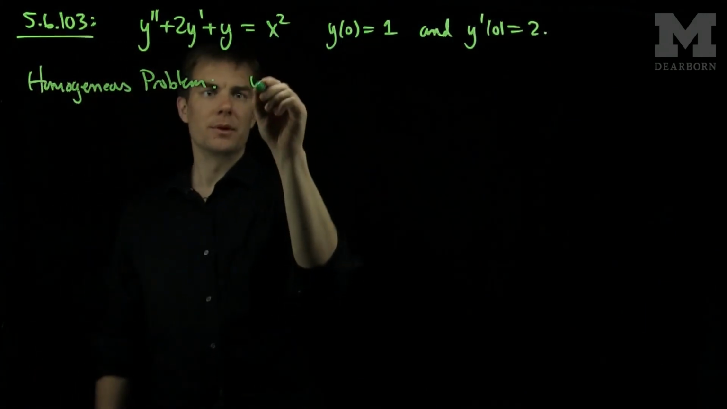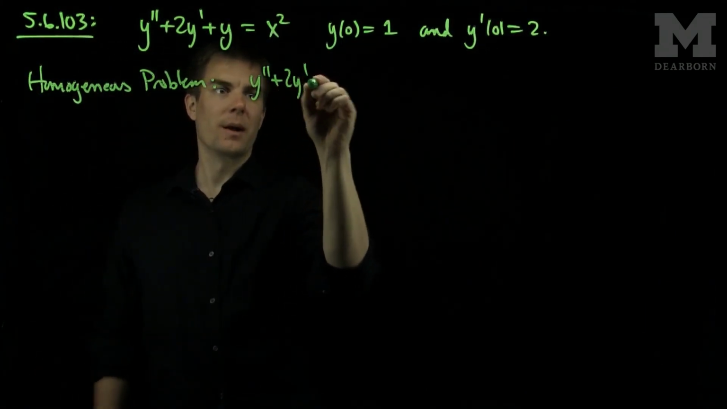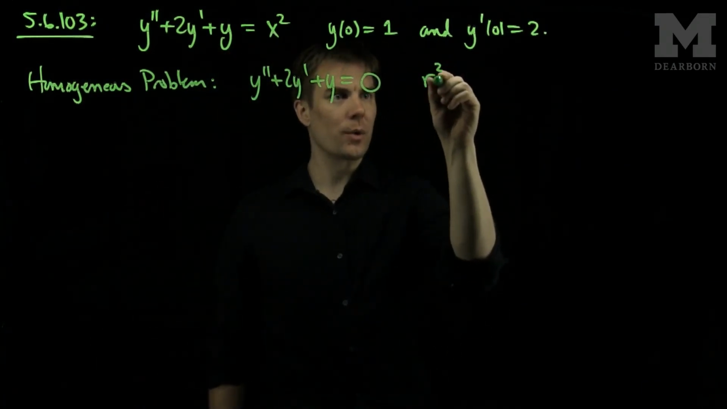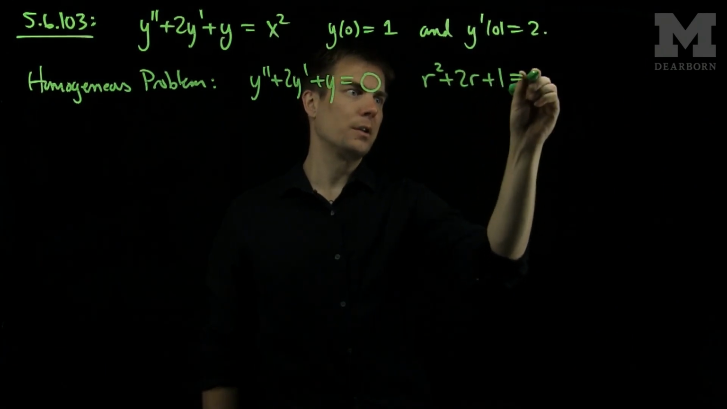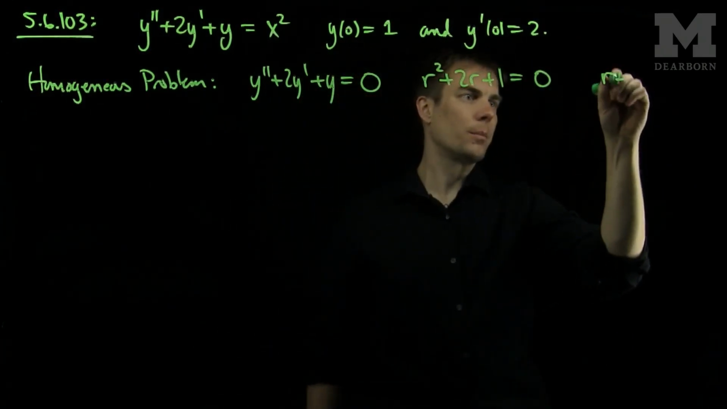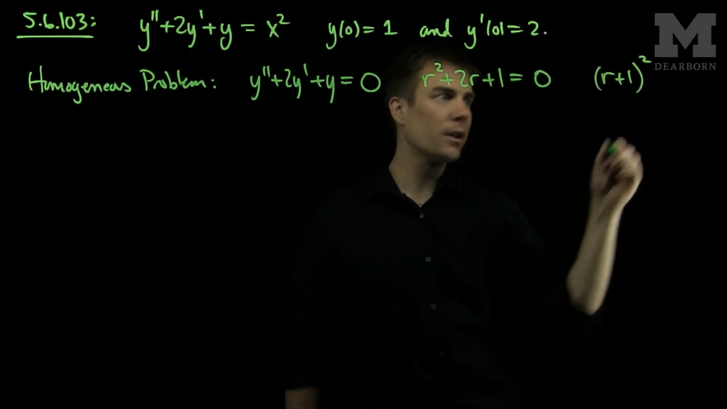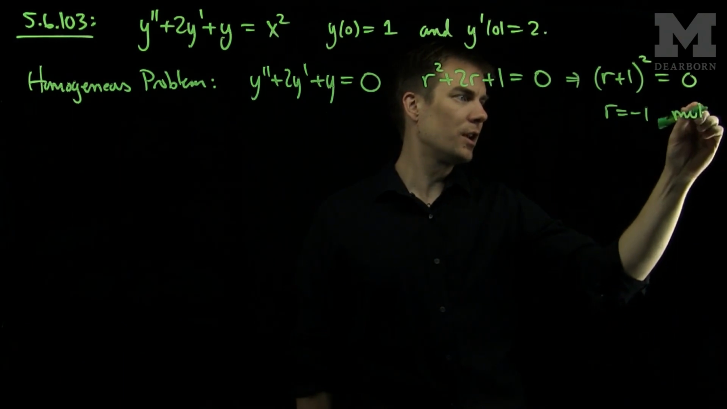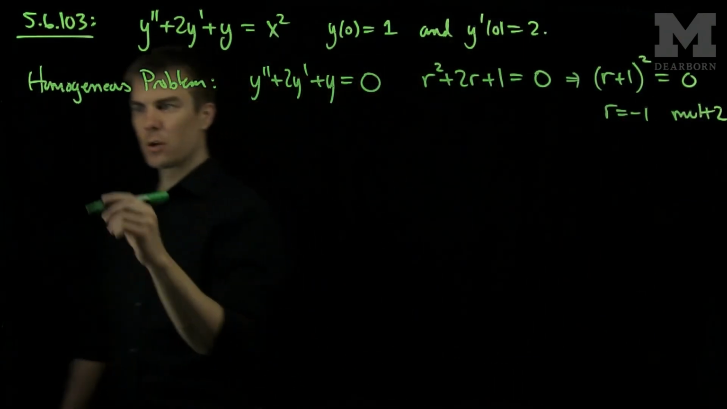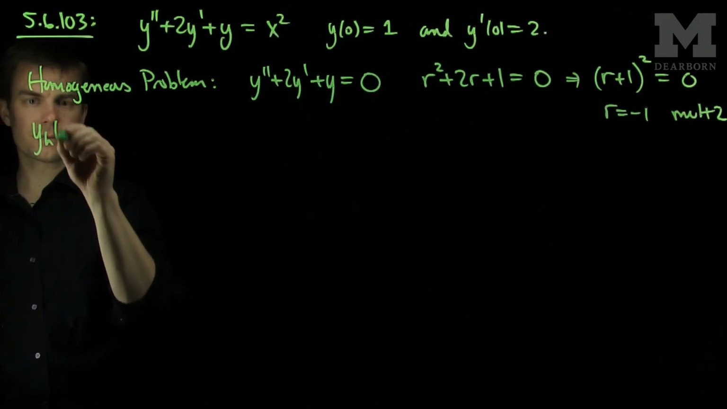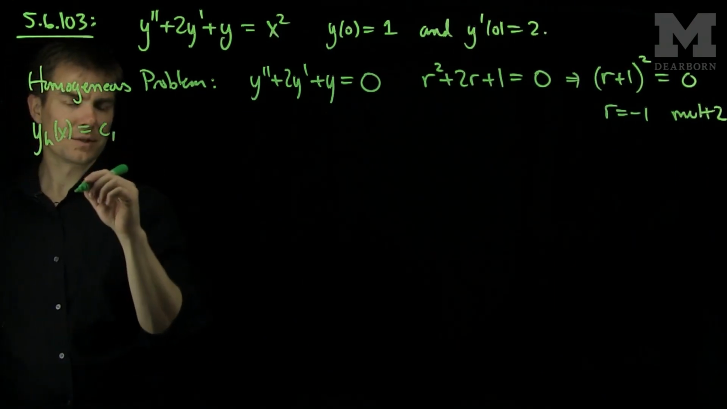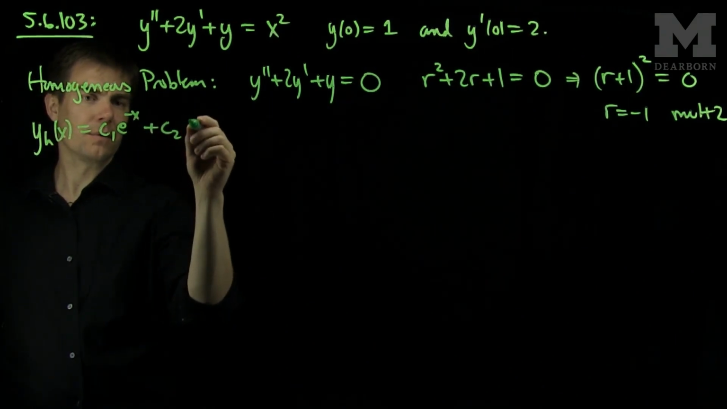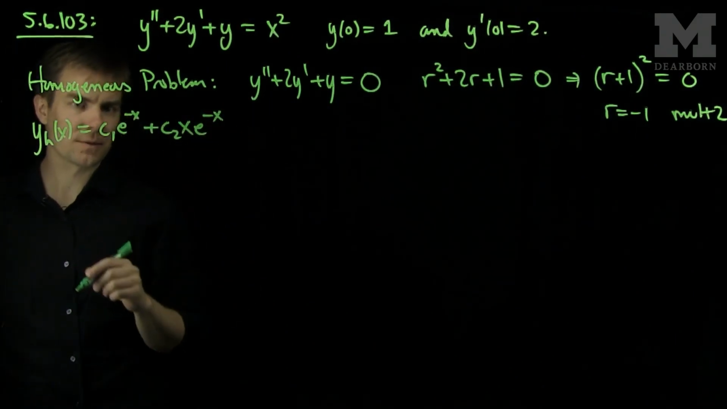The homogeneous problem is y double prime plus 2y prime plus y equals 0. The characteristic equation of which is r squared plus 2r plus 1 equals 0. (r plus 1) squared is how we factor that, equals 0. So we have a root r equals -1 with multiplicity 2. This tells us our homogeneous solution, y homogeneous, is c1 e to the negative x plus c2 x e to the negative x.